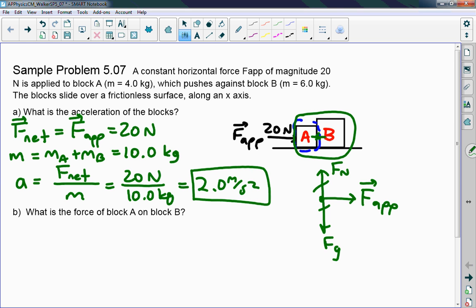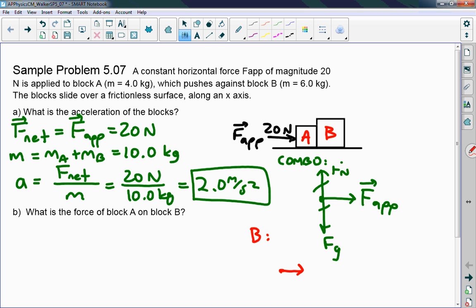And then it asks for one of the specific forces that we were just talking about. It asks: what is the force of block A on block B? So if you're now focusing, let me erase some of my doodling here. Now we care just about block B, and I'm going to draw a free body diagram of block B. So this was the combo, but now for block B alone, what are the forces on it?